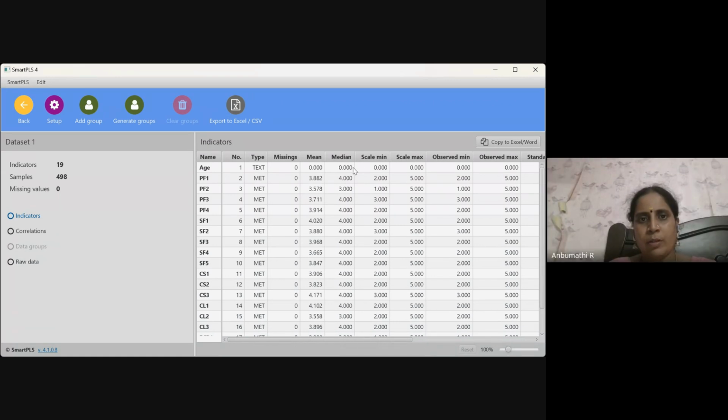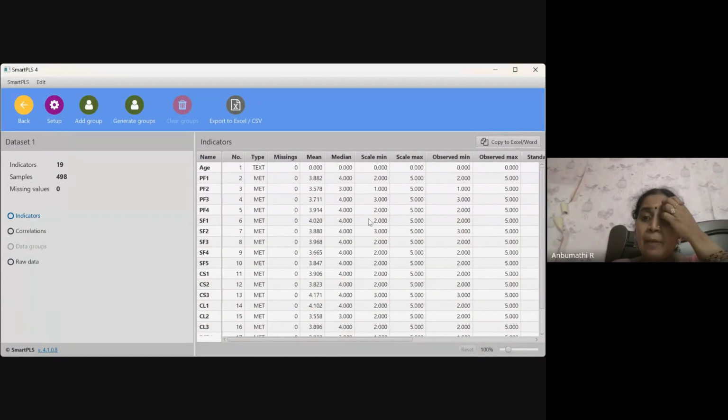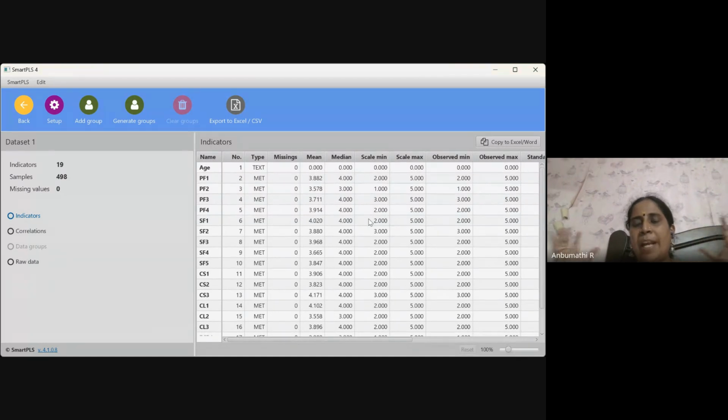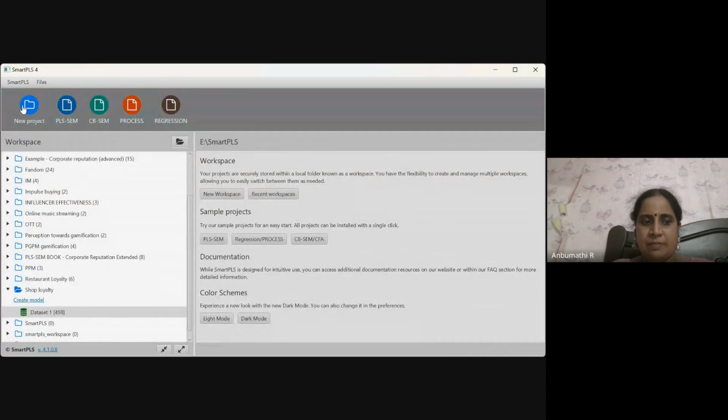Once you import, can you see my page where you have indicators? Yes, madam. So this page will be there for you. We'll go and find out the basic descriptive statistics about each of the indicators. It shows that there are no missing values. That's all. You can go back.